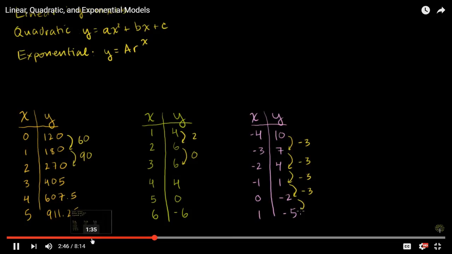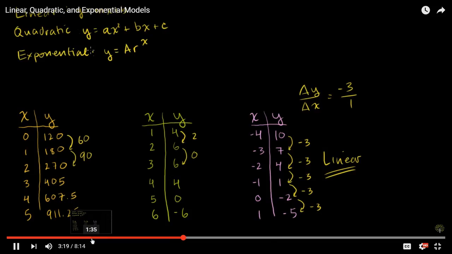3, and we just keep decreasing by 3. So whenever we increase x by 1, y goes down by 3. So we actually have a constant slope. We could say our change in y over change in x is equal to, when x goes up by 1, y goes down by 3. This is the definition of slope. This is the m in this equation right here. Our changes are constant. So this one right here is linear.